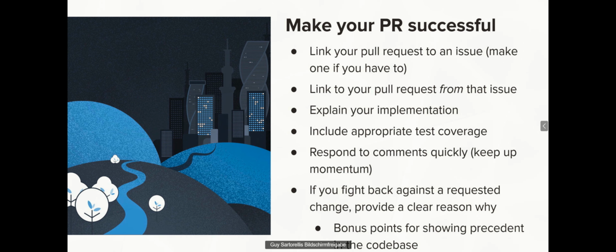And then finally, if you have a good reason to not make a requested change, then please explain that reason very clearly and as completely as you can. If you can show a precedent as well for your argument in the existing code base, then it's going to be a lot easier to accept your reasoning, and then we can move on from whatever that suggestion was.